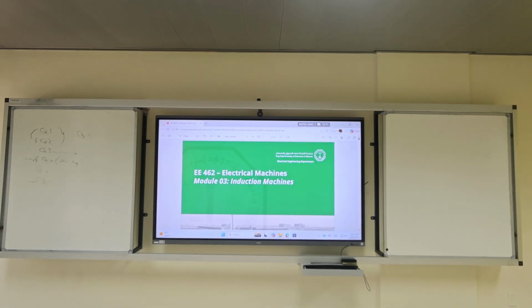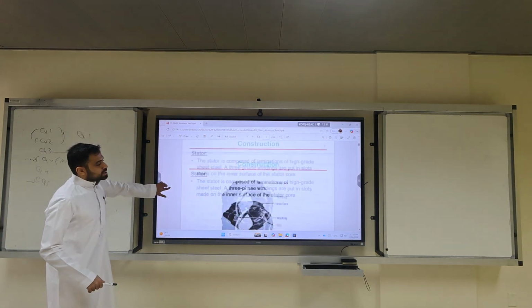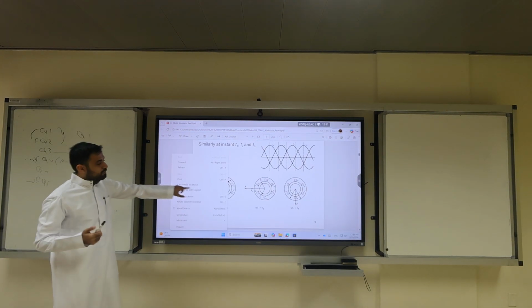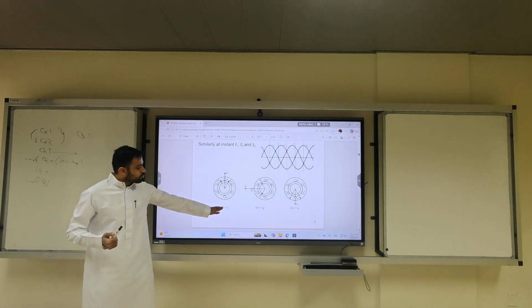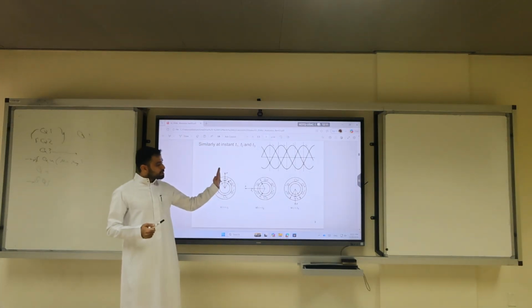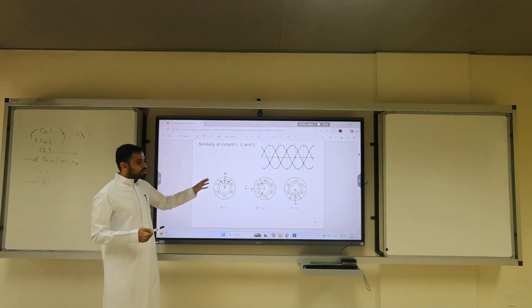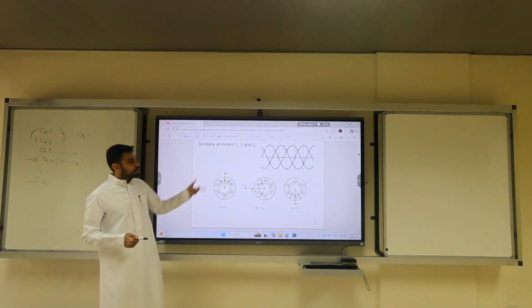So today we will continue our discussion of electric machines, the induction machine, and here is the slide that I skipped, where the phasor moves at time 1, 2, and 3. Here's the F, here's the F, here's the F. I explained it to you. Maybe these are some of the conceptual questions in the test, okay?